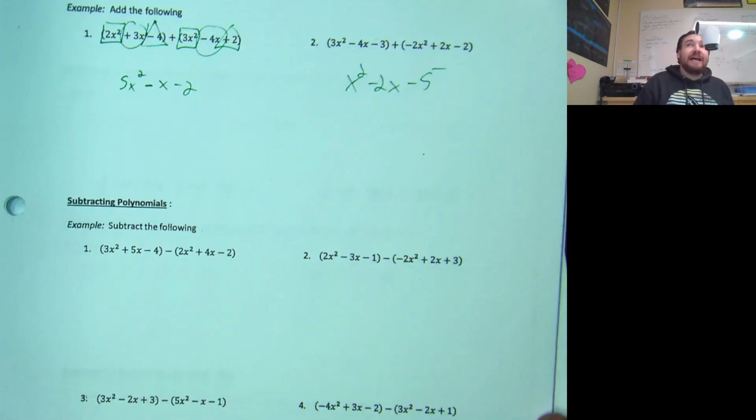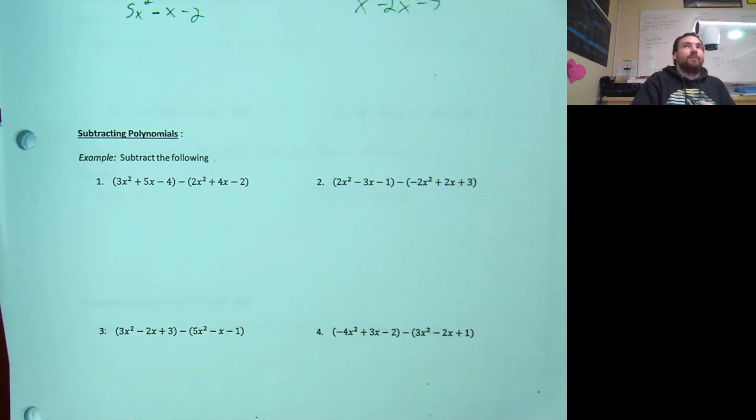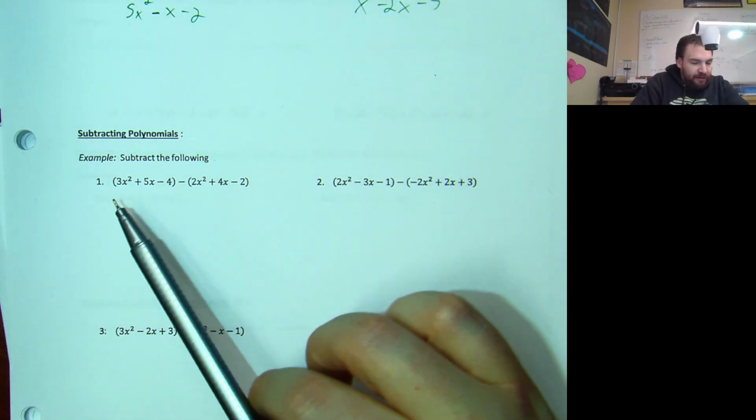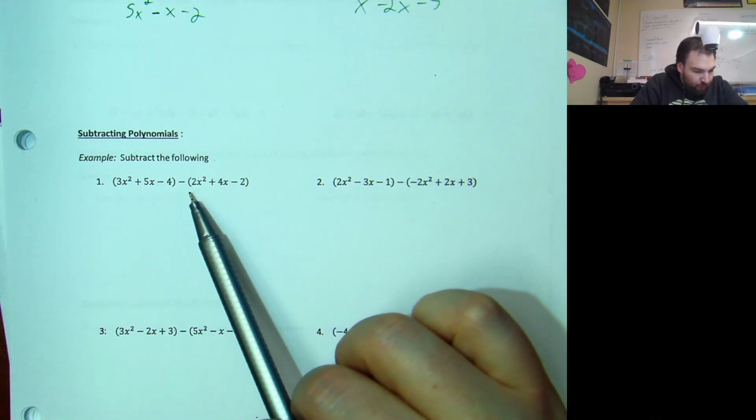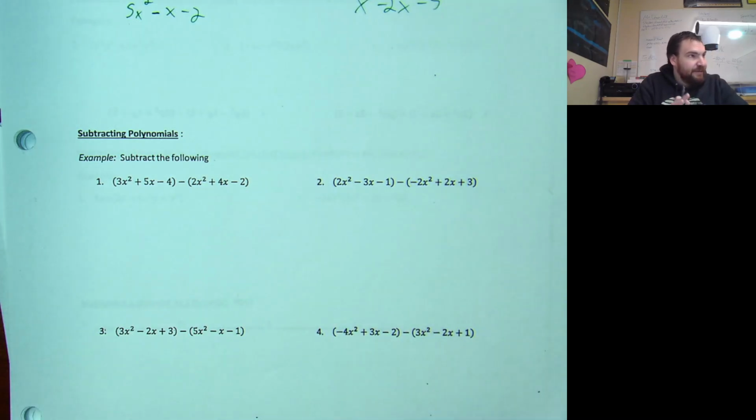Now, subtracting polynomials. Subtracting polynomials is going to be similar, except what do you think we're going to... Take a look at how this is written. We've got one polynomial minus a whole other polynomial. Hands up, does anyone think they've got an idea of how we'd go about dealing with this thing?